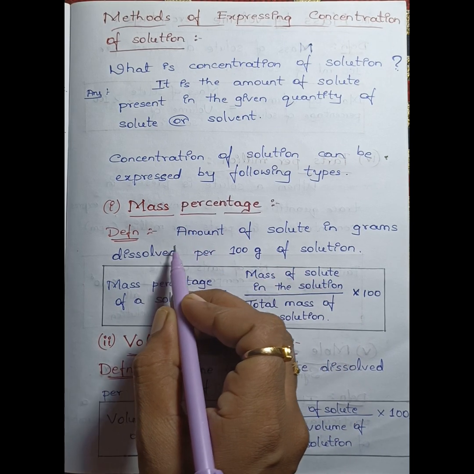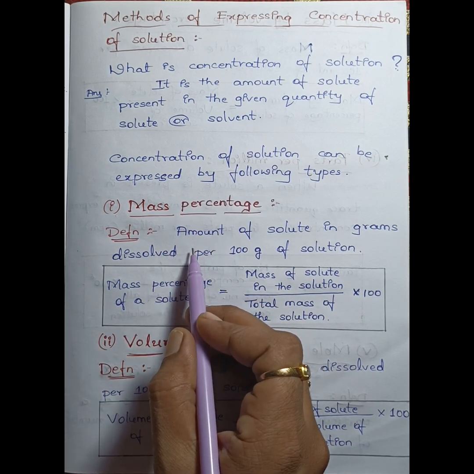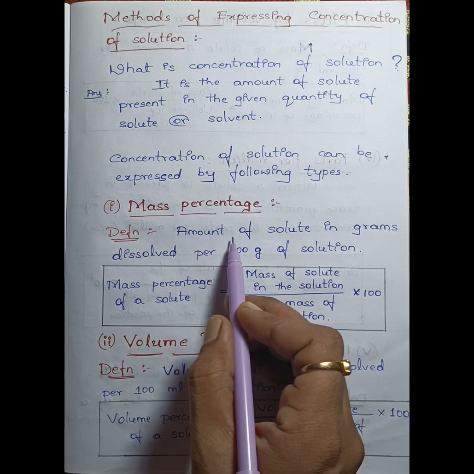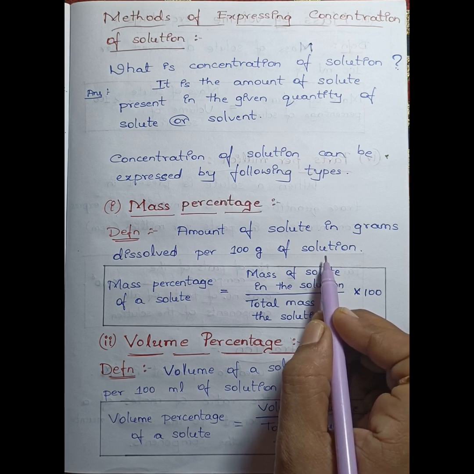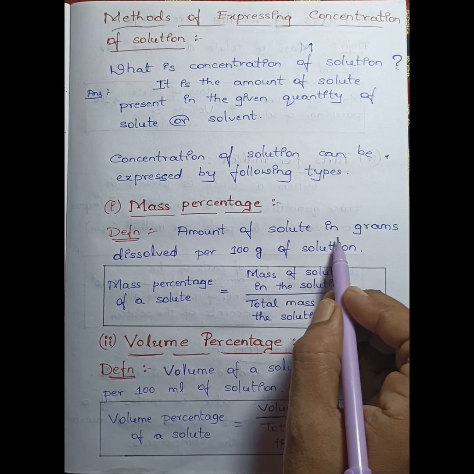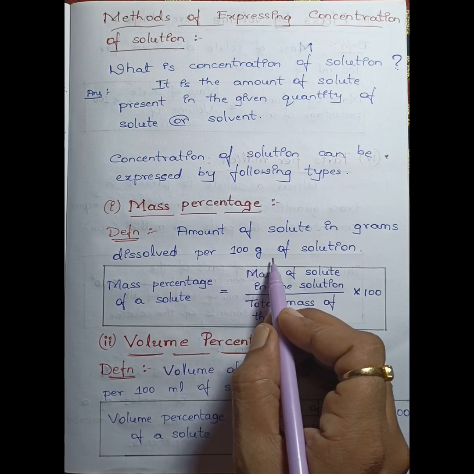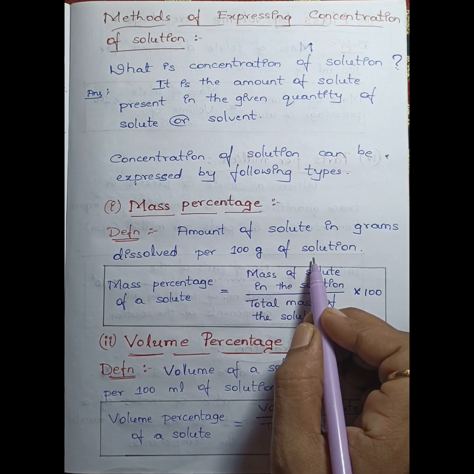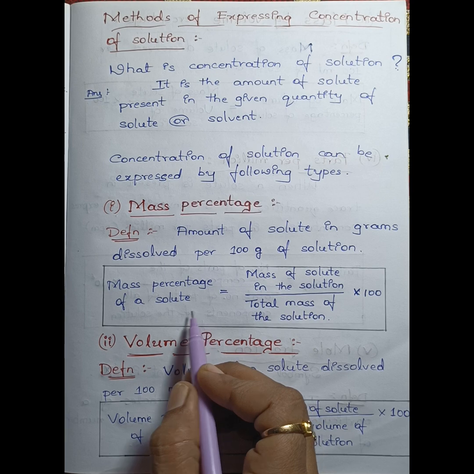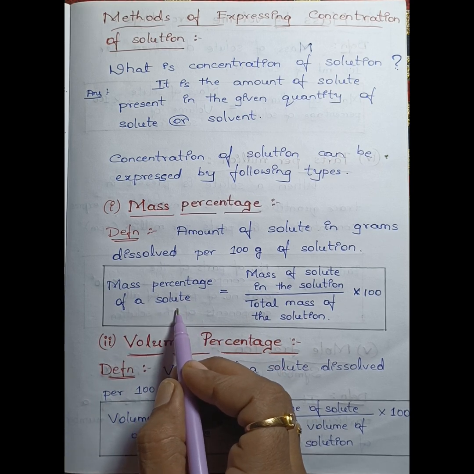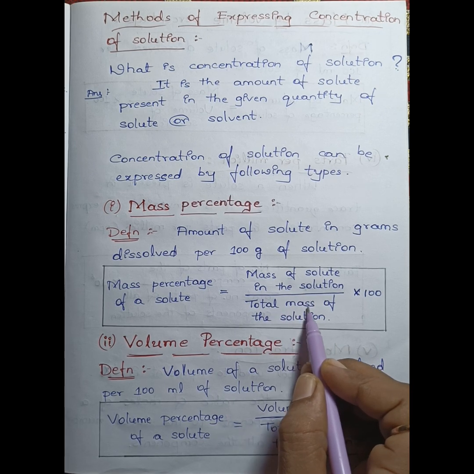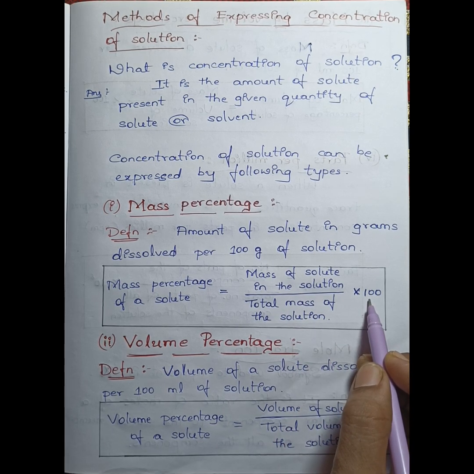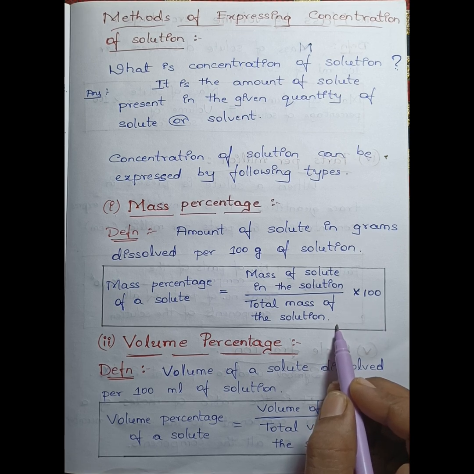How will you define this mass percentage? It is the amount of solute in grams dissolved per 100 gram of solution. So the formula for mass percentage is given like this. Mass percentage of solute is equal to mass of the solute in solution by total mass of solution into 100. By using this formula we are going to calculate mass percentage.